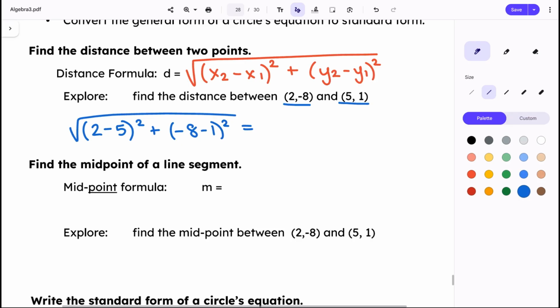All right, so what's 2 minus 5? And then what's -3 squared? 9. So that first quantity becomes just a 9. What's -8 minus 1? And if you square that? 81. So we have 9 plus 81. Notice how both of those numbers ended up positive because I said that they should. So then this becomes the square root of 90, and then you need a calculator to do the rest.